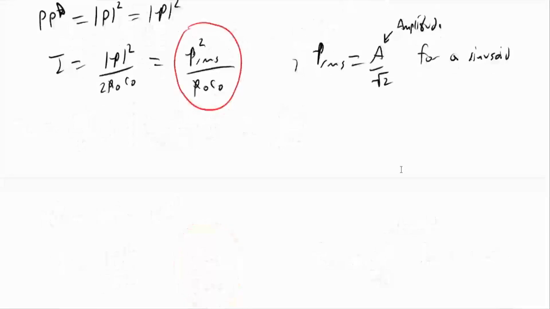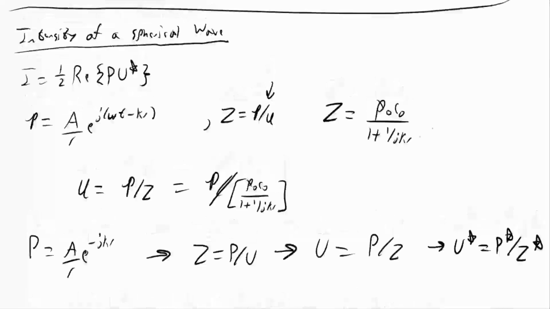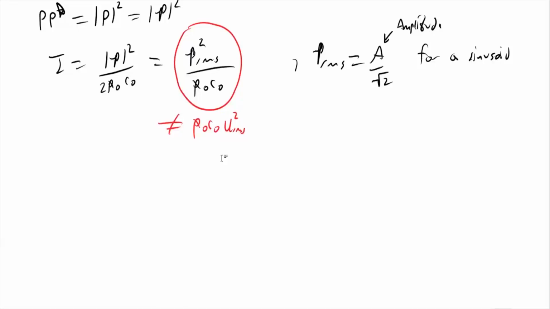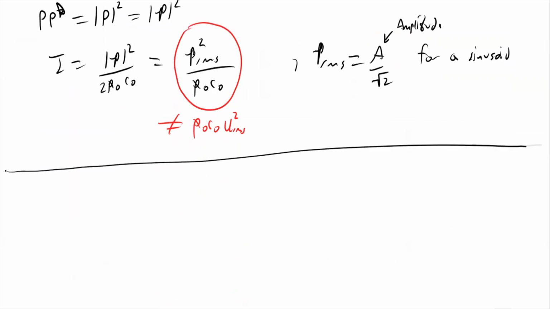Down here, this does not equal rho naught c naught U RMS squared, because for a spherical wave, pressure and particle velocity are not related simply by rho naught c naught, but by rho naught c naught over 1 plus 1 over jkr. So I encourage you to redo this little calculation to find the intensity of a spherical wave in terms of particle velocity. Now, one final example before we close here.